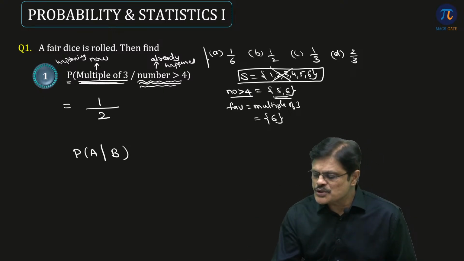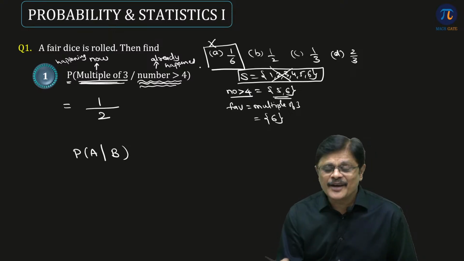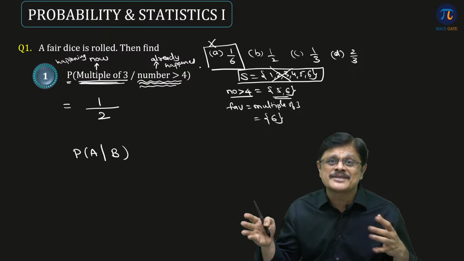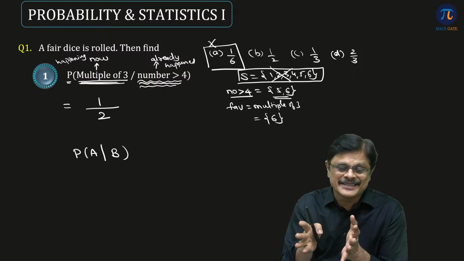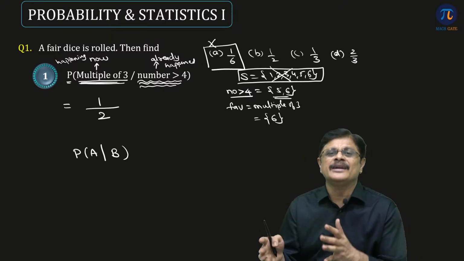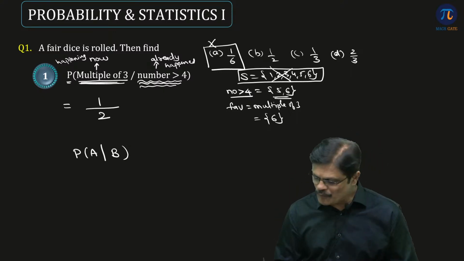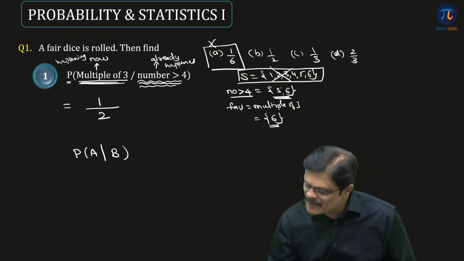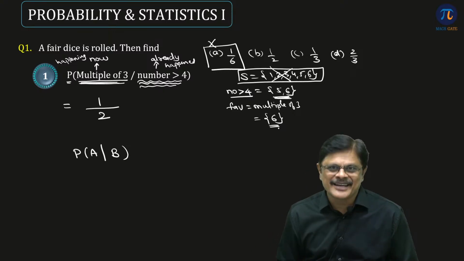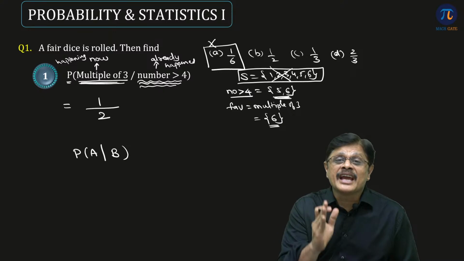See, most of the students give this answer which is wrong, because here we don't have all the 6 outcomes already happened. Only 2 happened. It is clearly mentioned that the number is greater than 4 happened. Then what is the probability that you get a multiple of 3? So when this happened, what is the probability for this event? So this is called conditional probability.